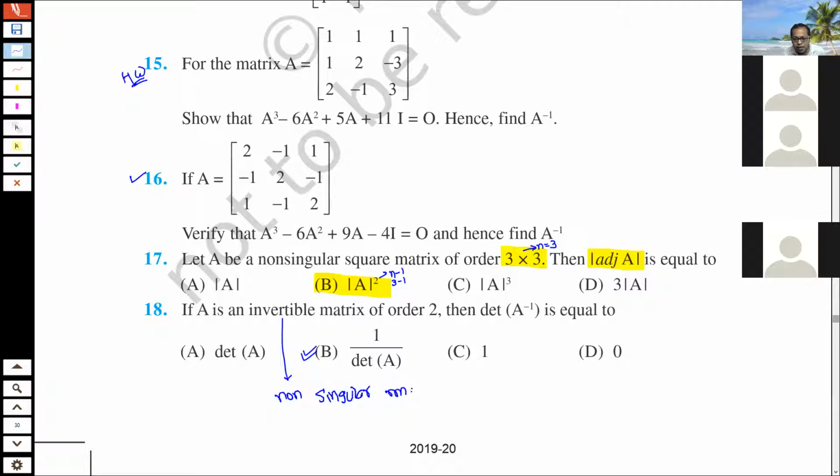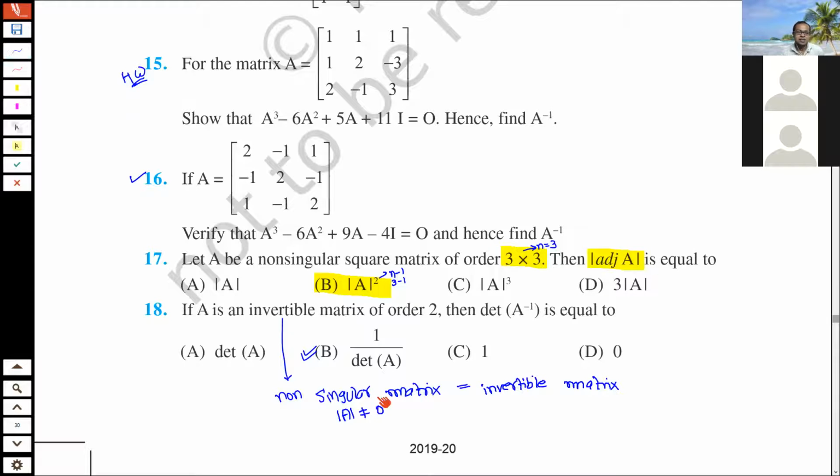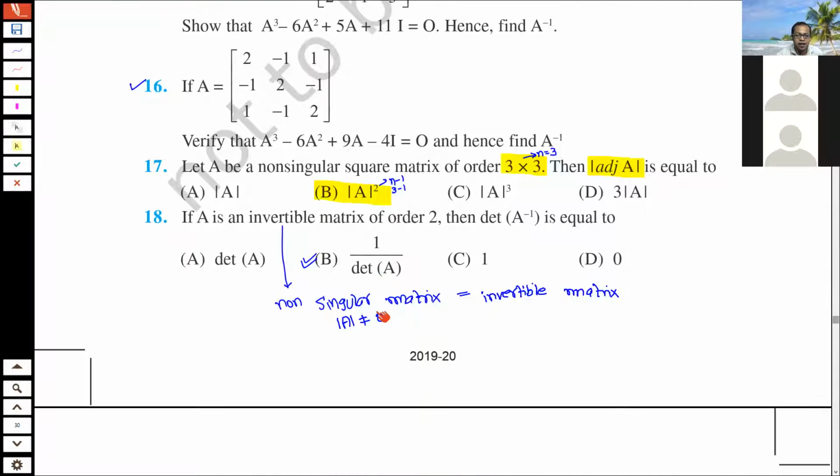Non-singular matrix is basically an invertible matrix. Why? Because if the matrix is singular we cannot find the inverse, so it will not be invertible. So invertible matrix means non-singular matrix. Non-singular means determinant of A should not be 0. That's it. Now clear? Yes sir.